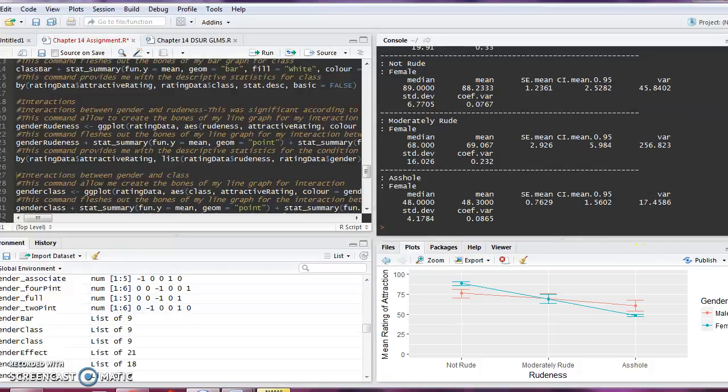So the overall picture is that there is some form of effect from levels of rudeness. However, when you're looking at those contrasts, they are non-significant.